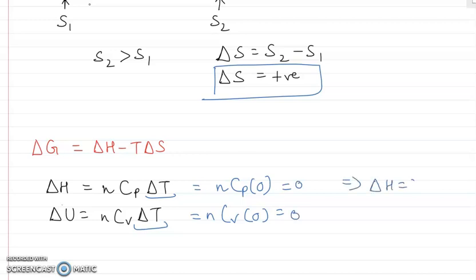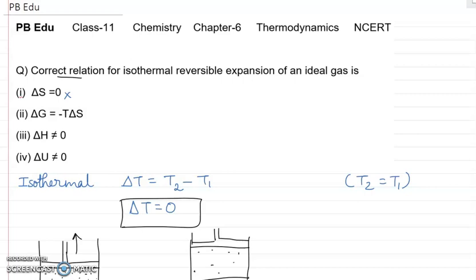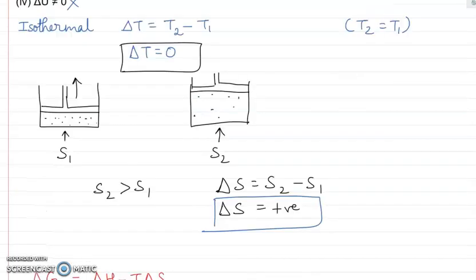What it implies? Del H is equal to 0 for the given process, and del U is also 0. But the given statements are del H is not equal to 0, but we know that it is equal to 0, and del U is also 0. So the given options are incorrect.